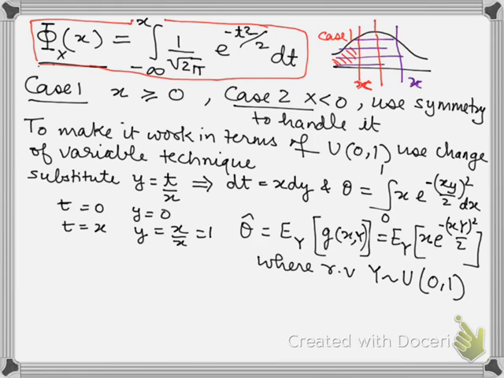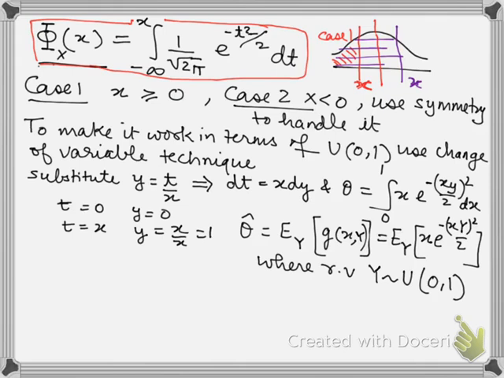So to make it work, like in previous examples you have seen, we've been using uniform 0, 1. To make it work in terms of uniform 0, 1, you use the change of variable technique. You want the lower bound of the integral to be 0, and the upper boundary to be 1. Right now it's negative infinity to x. So if you use this transformation, y equal to t over x, then when your t is 0, your y is also 0.